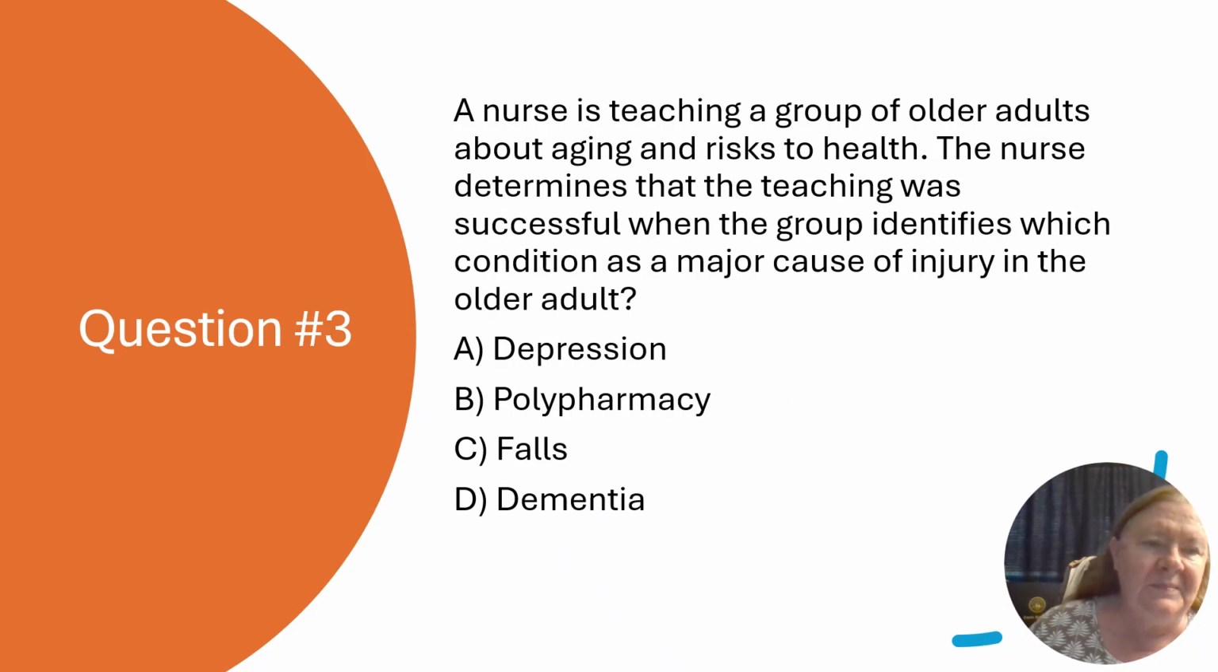Okay, so let's move on. Question 3. A nurse is teaching a group of older adults about aging and risks to health. The nurse determines that the teaching was successful when the group identifies which condition as a major cause of injury in the older adult. Okay, and your answer choices are A, depression, B, polypharmacy, C, falls, or D, dementia. We'll give you a minute to think about these answer choices.